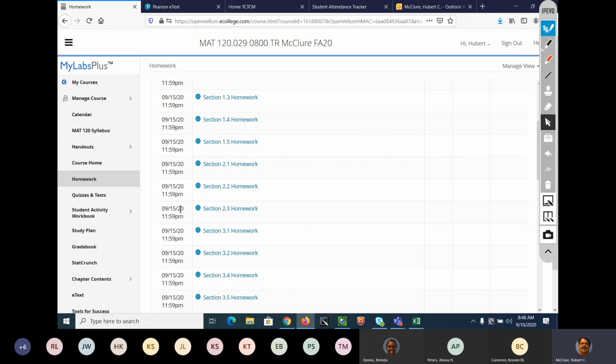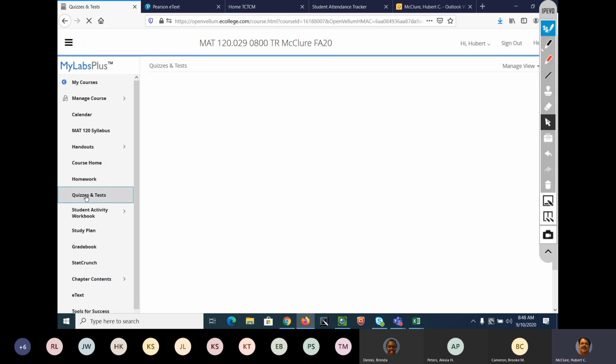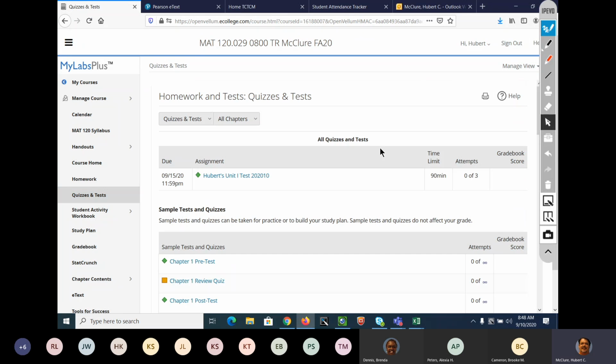So anyway, there's that. And this is what I do every unit test. I go through and put the homework, put the due dates on the homework, and there's the test. Oh my gosh, look what it has beside it. It has a due date beside it as well. And it has the number of minutes.